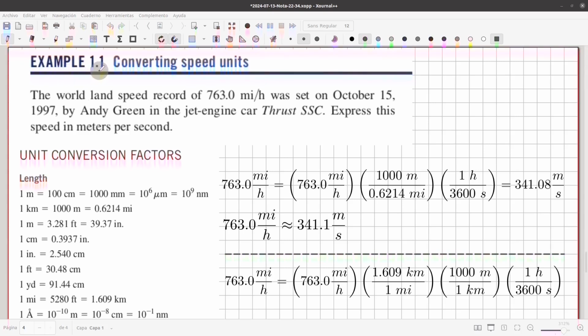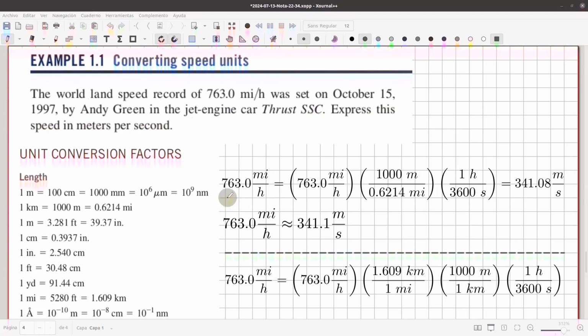Example 1.1: Converting speed units. The world land speed record of 763.0 miles per hour was set on October 15, 1997 by Andy Green in the jet engine car Thrust SSC. Express this speed in meters per second.